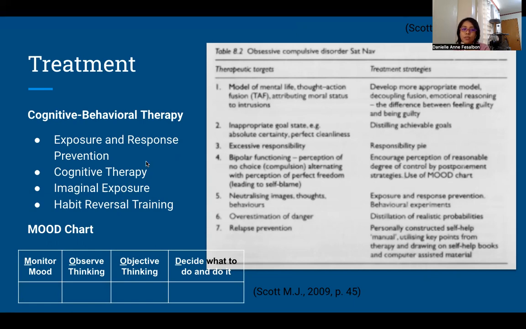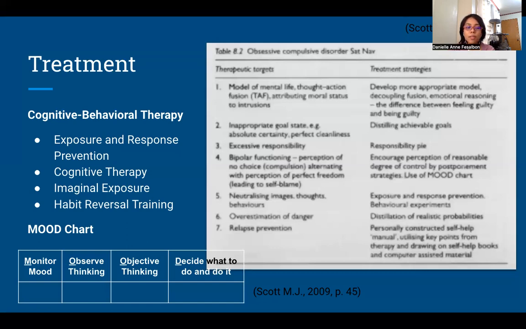So in the CBT, I found this obsessive compulsive disorder SATNAV in one of our books in our theories class, theories of psychotherapy. So these are some examples. A shorter example would be, if you want to target excessive responsibility, like they think that they have to take responsibility for this and that excessively, then maybe a treatment strategy for that would be the responsibility pie. Okay, and then maybe they have overestimation of danger. So let's say they think, I'm going to get into an accident, I'm going to get an injury. A strategy for that would be the distillation of realistic probabilities.